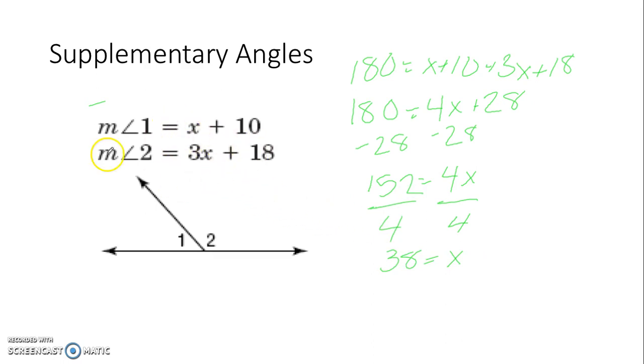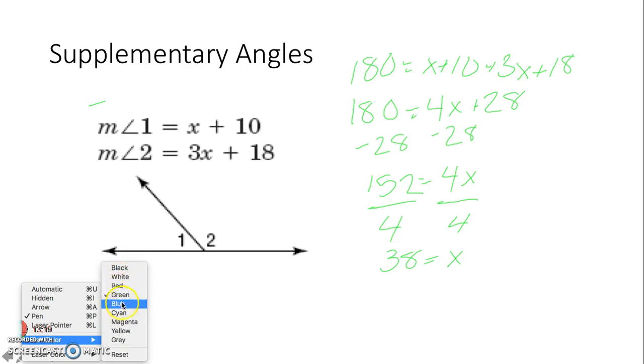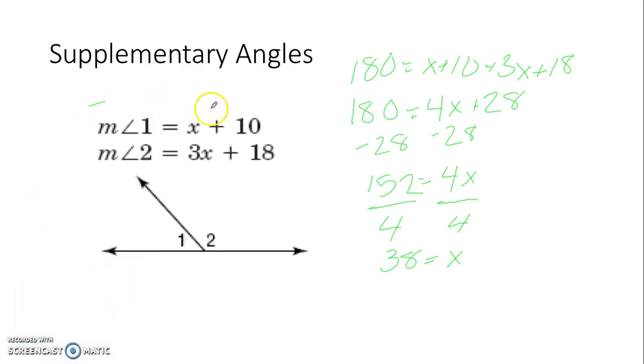Okay, when you substitute 38 into your equation, you have 38 plus 10, so 38 plus 10 is equal to 48. So angle 1 is equal to 48. And then we have 3 times 38 plus 18. 3 times 38 is 114, plus 18 is equal to 132. So angle 2 is equal to 132 degrees.